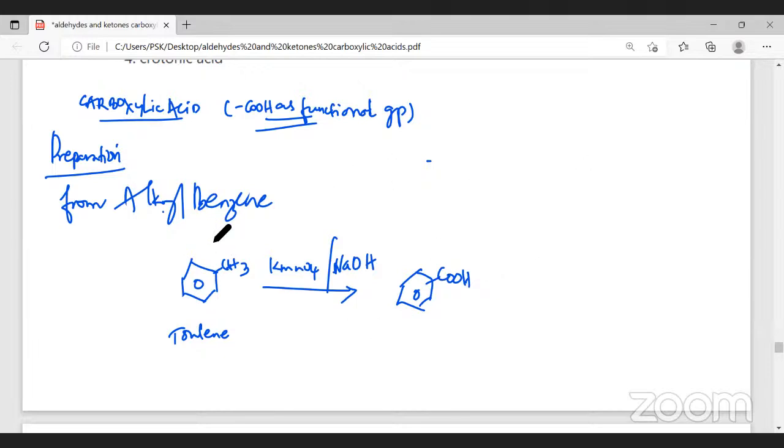So alkyl benzenes, like toluene, on oxidation with alkaline potassium permanganate, followed by hydrolysis or acidification, you get benzoic acid. This is called benzoic acid.